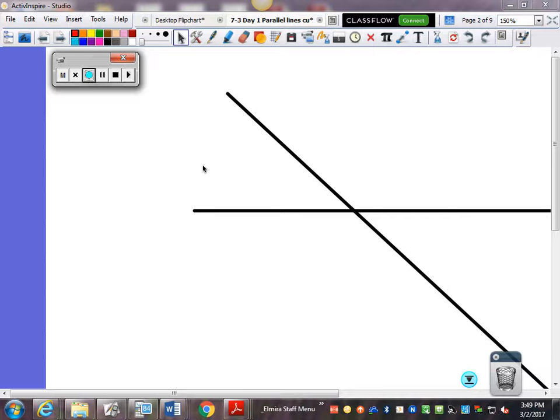Today's lesson 7, day 1. We're starting to talk about the relationships between angles when two lines that are parallel are cut by a transversal. But let's back up from that.